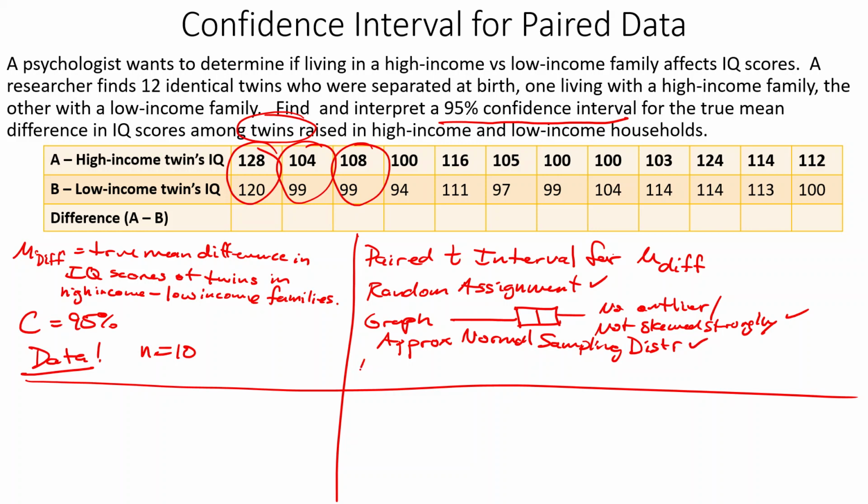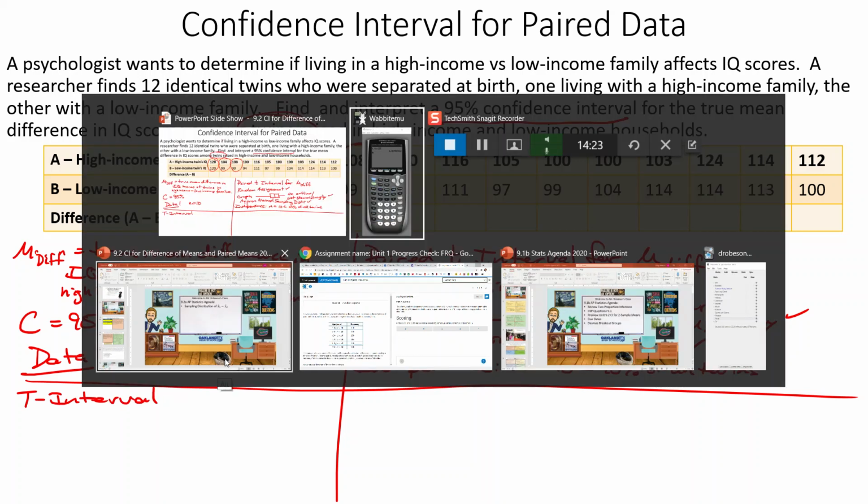All right, if we look at the independence one, our n here is 10, which is definitely less than 10% of all twins. Maybe not less than 10% of all twins that are separated at birth, but definitely less than 10% of all twins. We're doing a t interval in our calculator. So let's check that out.